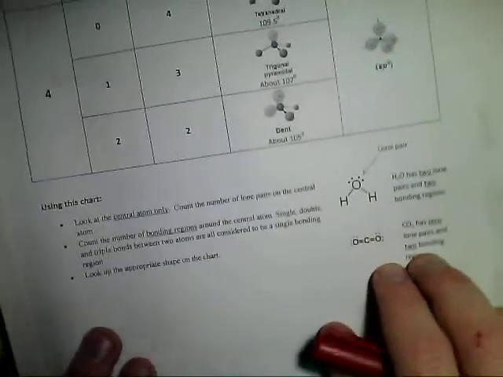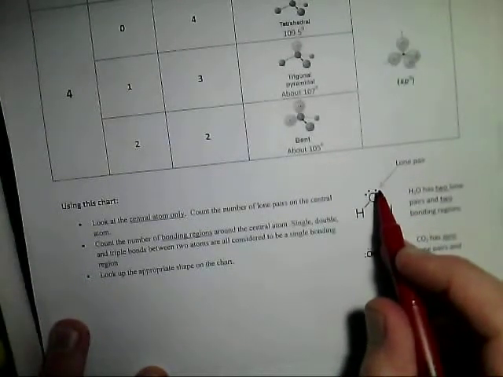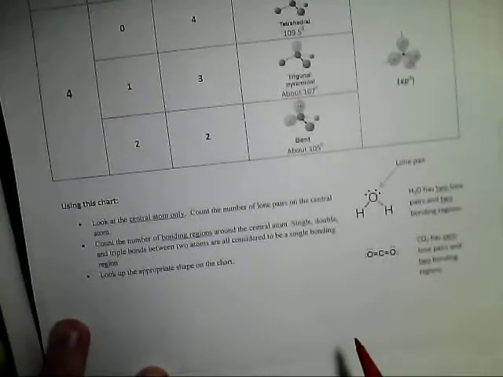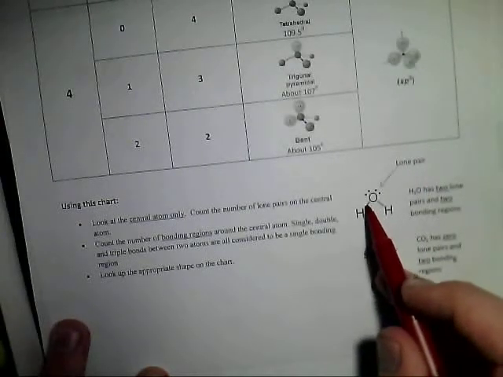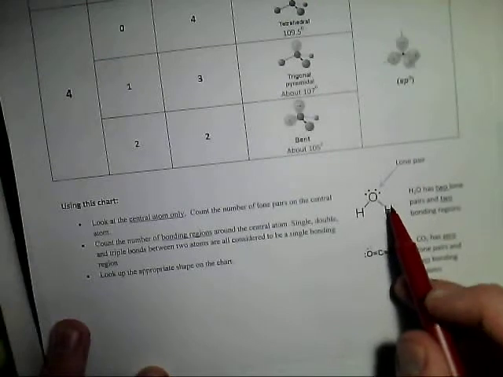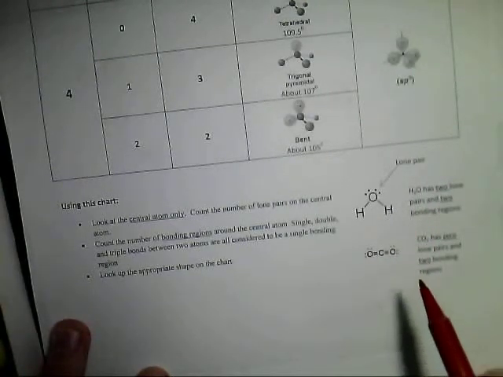So, for example, here is the water molecule that we've just seen. That right there is a lone pair, and that's another lone pair. So oxygen has 2 lone pairs on the central atom. Then we're going to look at the number of bonding regions. Bonding regions is anywhere where we see one atom bonded to another atom. It does not matter if it's a single, double, or triple bond.